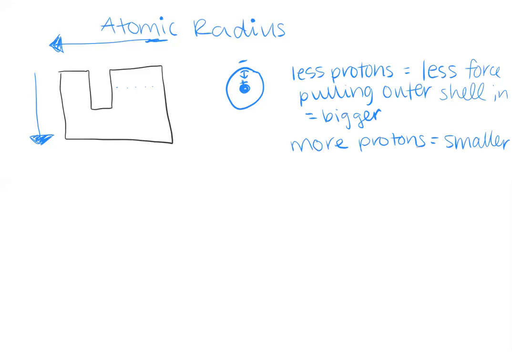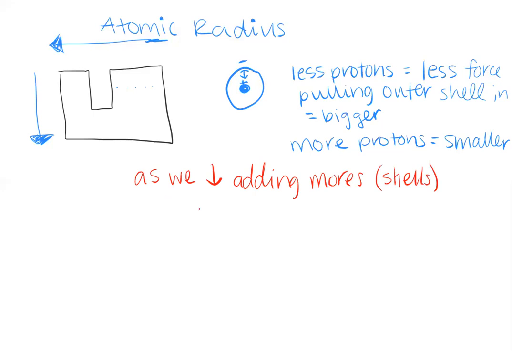but it does not explain why atomic radius increases as we move down. So I want to run through that with you really quickly. So atomic radius increases as we move down because as we go down, we're adding more shells. Okay, so as we move down, we're adding more shells or energy levels. More shells, energy levels. Same thing.